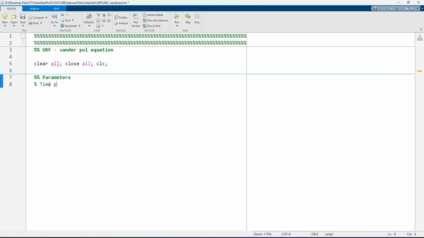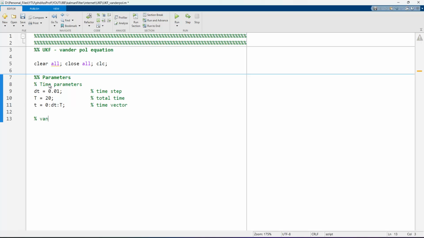Time parameter. Okay, so the dt, for example, 10 milliseconds. This is the time step, and total time 20. Okay, total time, and also the time vector can be built from 0 with the time step of dt, up to t. Okay, this is the time vector.